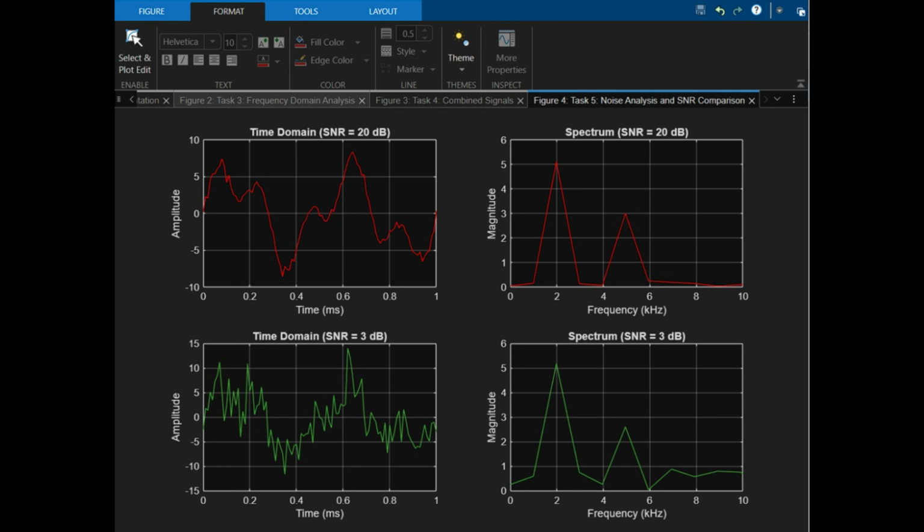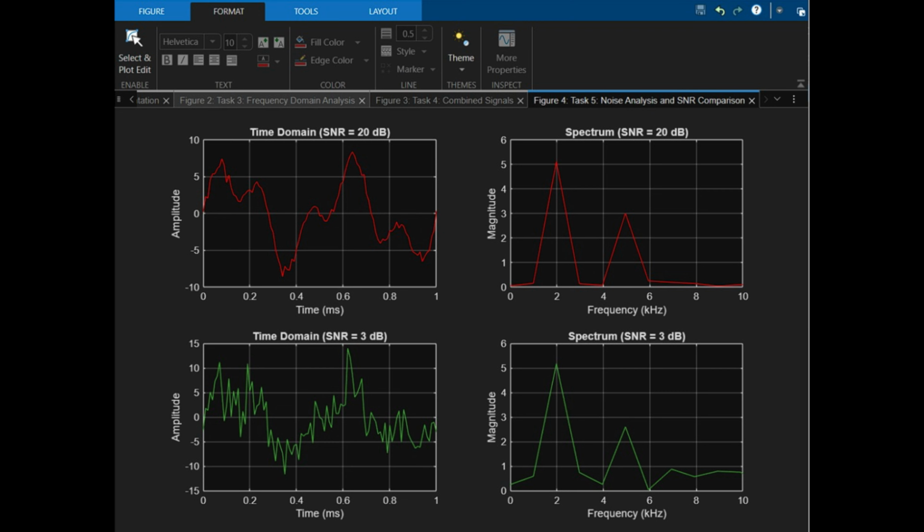Finally, in task 5, we test the resilience of our communication system by adding additive white Gaussian noise using the AWGN function under two scenarios: a high signal-to-noise ratio of 20 decibels, representing a relatively clean channel, and a low SNR of 3 dB, representing a highly degraded channel. Figure 4 gives us a comprehensive comparative look.